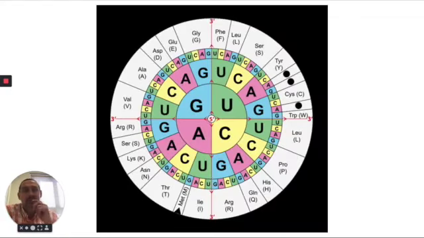All right, so if the codon is CUG, we can figure out what amino acid that is. So first, we start in the center at the C. Then the second letter is U, so we just move out to the middle ring and find the U. Then we move out to the final ring for the G. So CUG would be leucine.